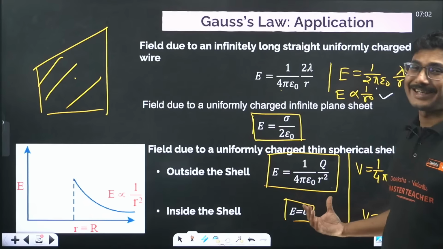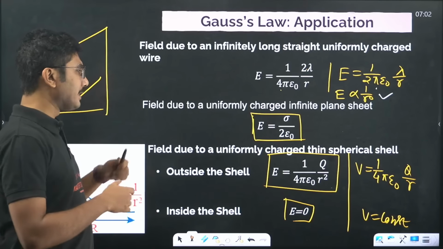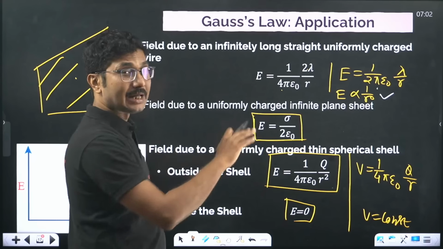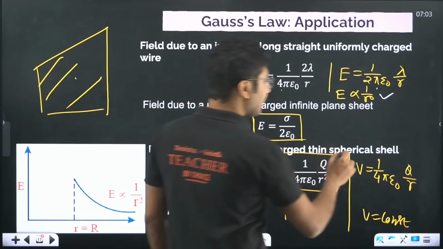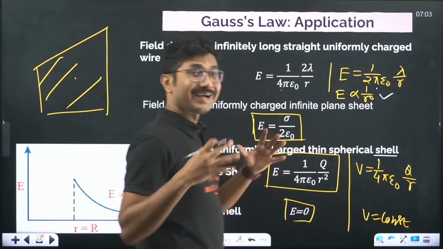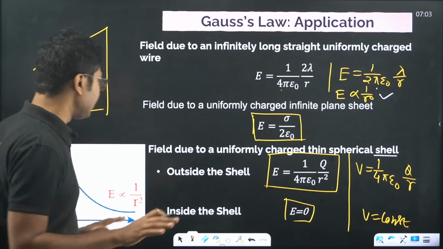outside the shell. Inside the shell, it is actually equal to 0. Okay, the same concept is applicable to a conducting sphere as well. Thus, it is not only for a spherical shell. If it is a conducting sphere, the same principle is applicable. Non-conducting sphere is not there in the syllabus.